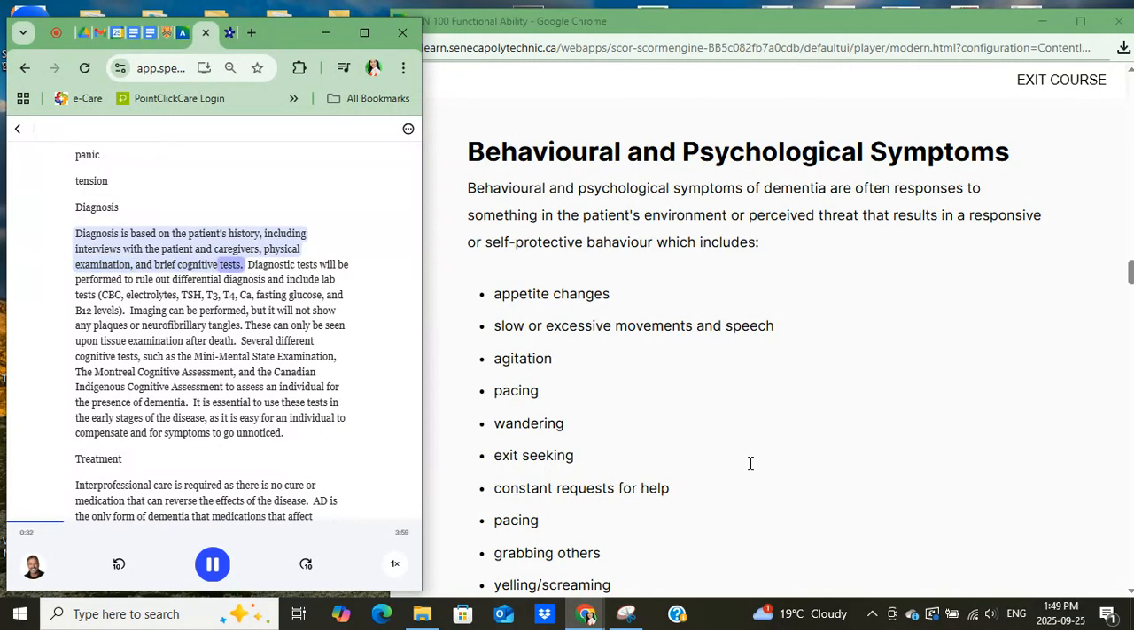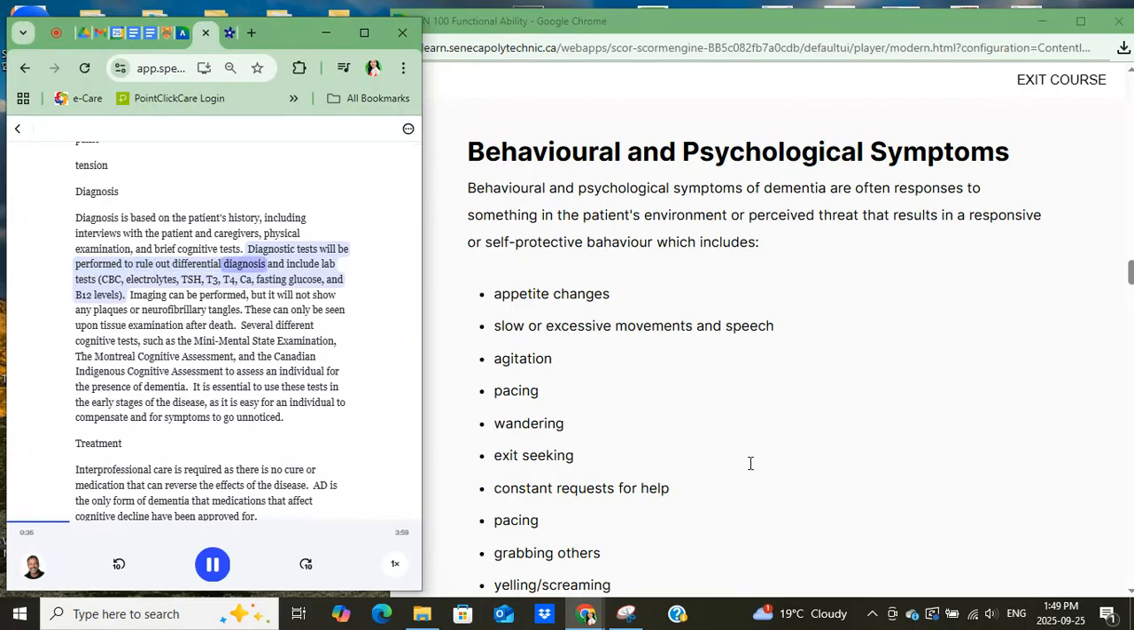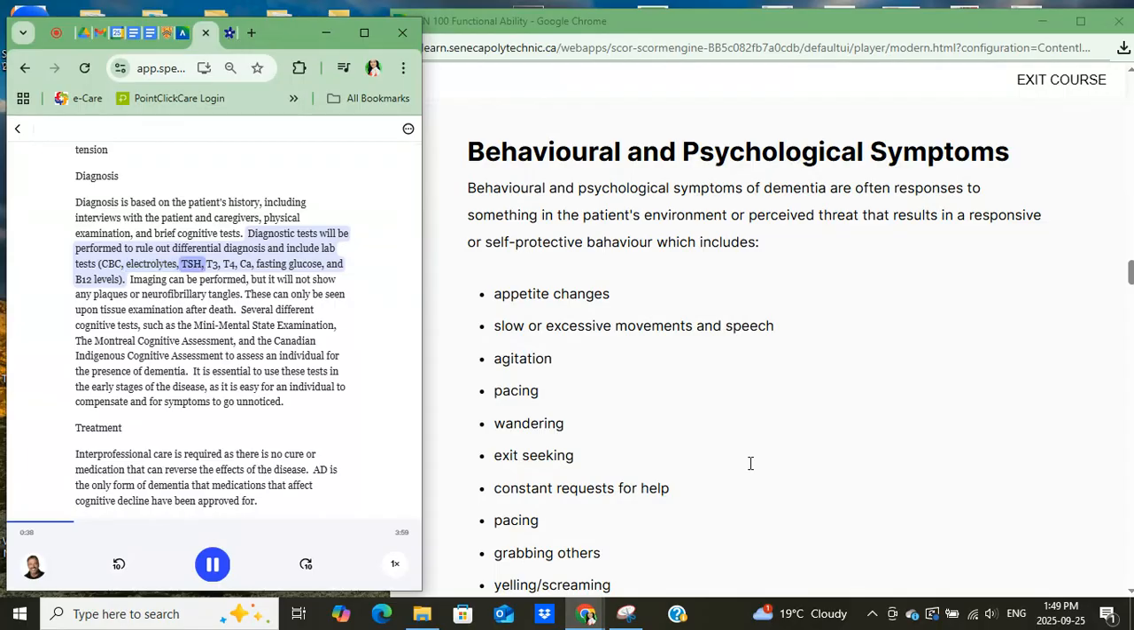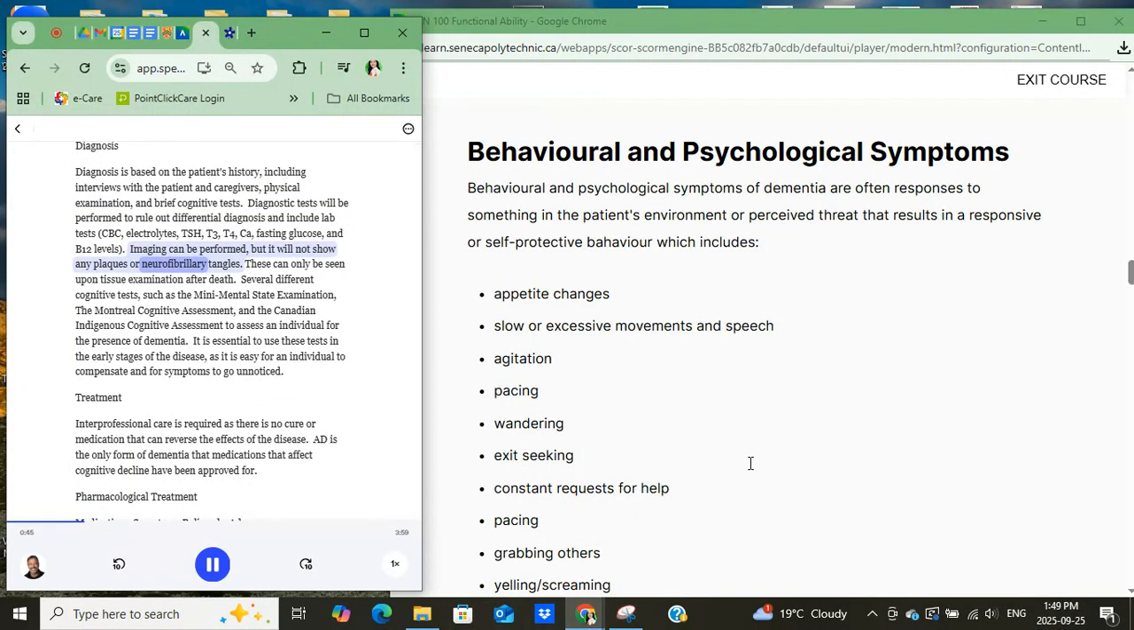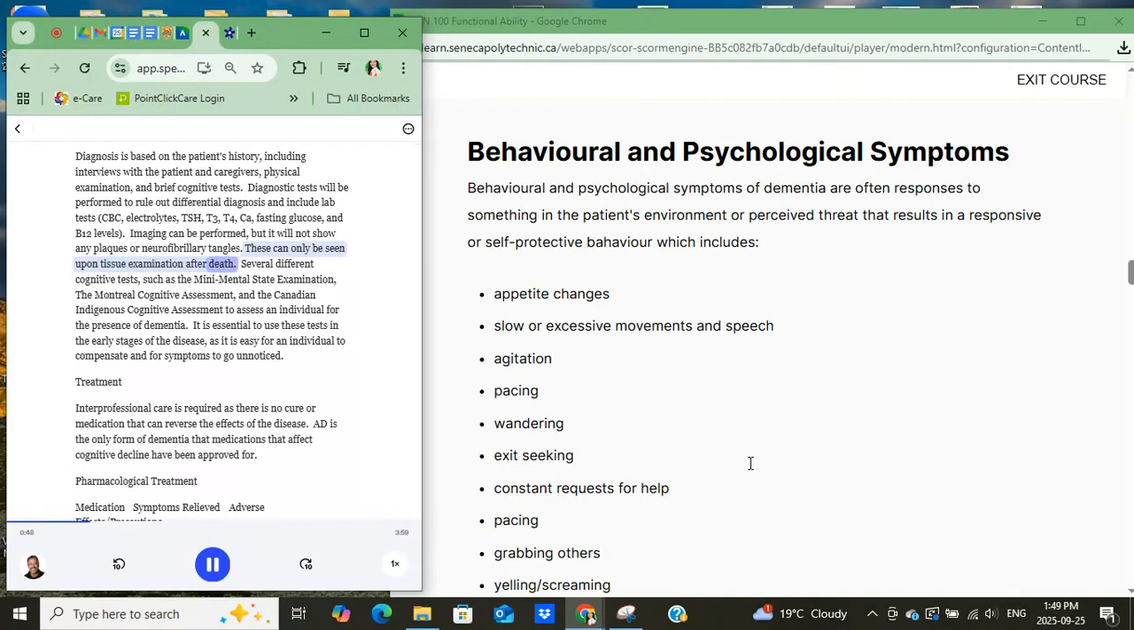Diagnosis. Diagnosis is based on the patient's history, including interviews with the patient and caregivers, physical examination, and brief cognitive tests. Diagnostic tests will be performed to rule out differential diagnosis and include lab tests, CBC, electrolytes, TSH, T3, T4, calcium, fasting glucose, and B12 levels. Imaging can be performed, but it will not show any plaques or neurofibrillary tangles. These can only be seen upon tissue examination after death.